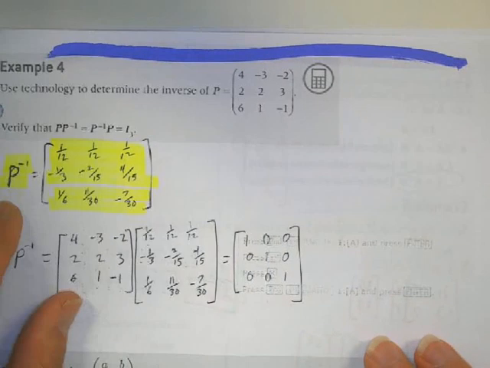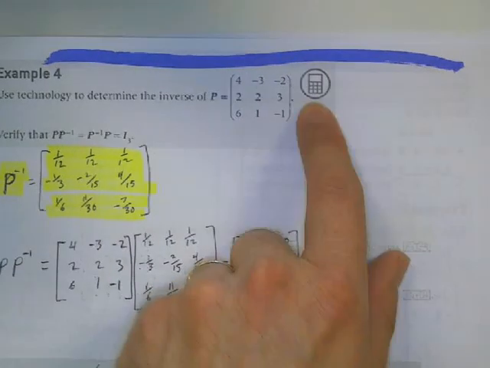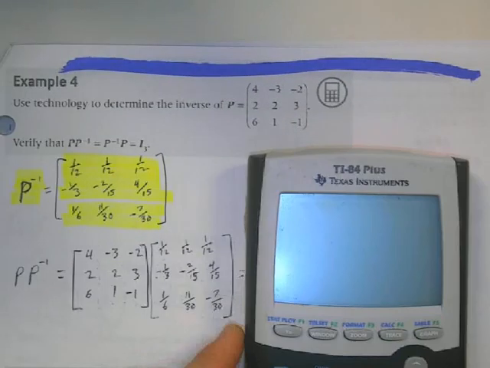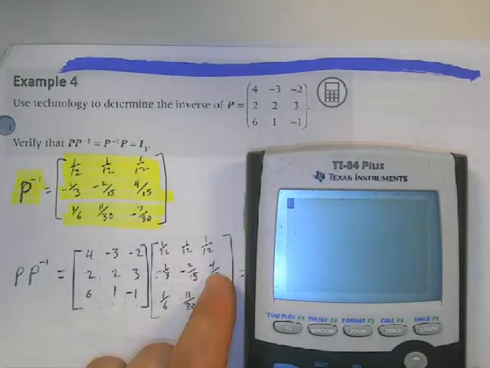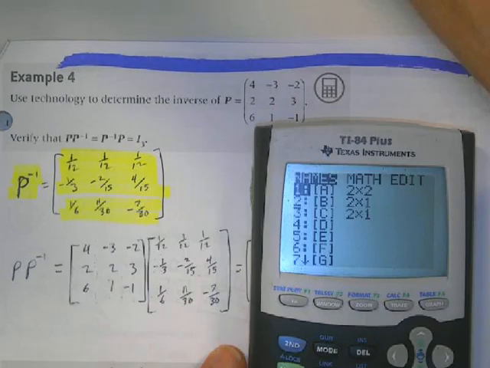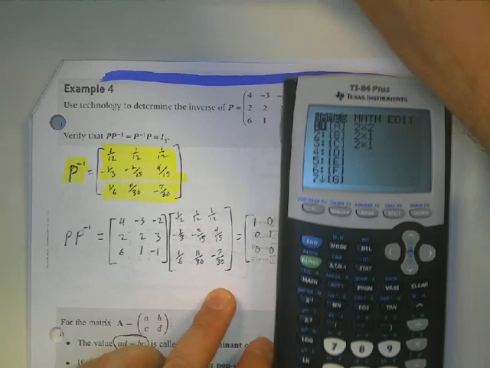Okay, so this next one, whenever you see this little picture, that means use a calculator. Okay, so let's put this matrix into the calculator. I'm going to hit second, x to the negative 1. Let's do this so you can see all the steps.